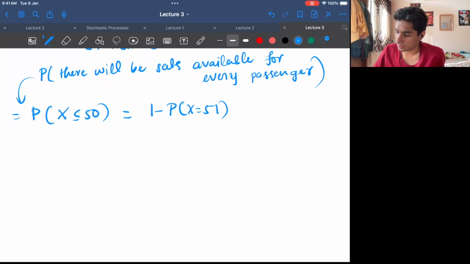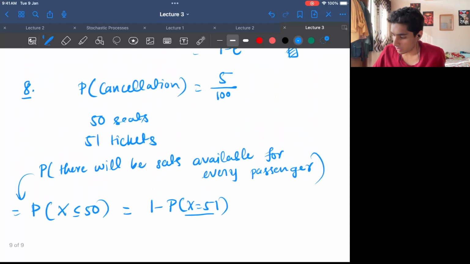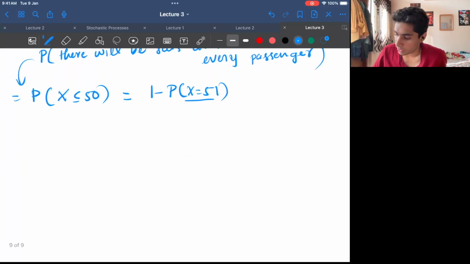And what is the probability that x is equal to 51? So now you can use this probability, right? So all 51 of them should basically buy the ticket, so all 51 people who have bought the ticket should come to the flight. What is the probability of that happening? That will be 1 minus probability.